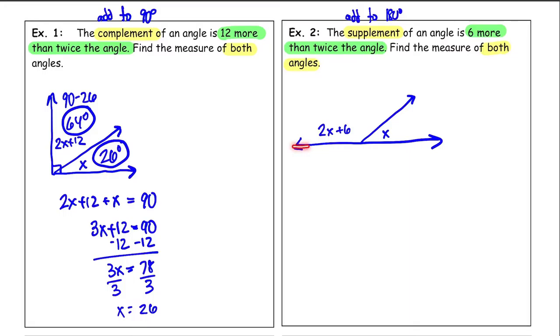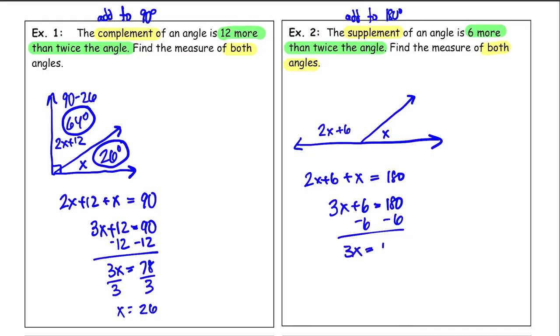We talked about this before. Look at those two angles form a straight line, 180 degrees. That's also what supplementary means. So my equation is going to be 2x plus 6 plus x equals 180. Combine your variables. 3x plus 6 equals 180. Let's subtract 6 from both sides. 3x equals 174. Divide by 3. X equals, I believe, 58.